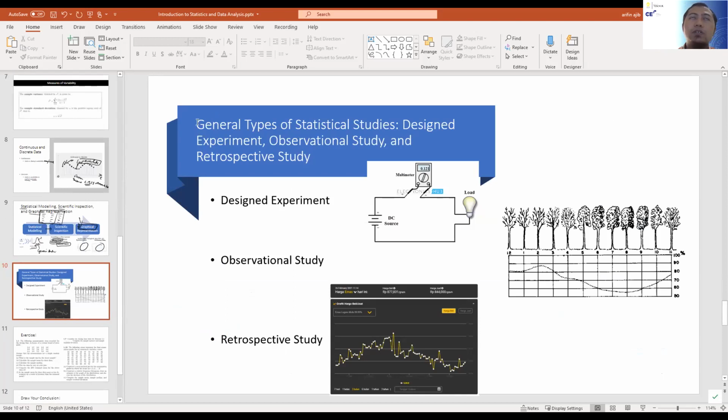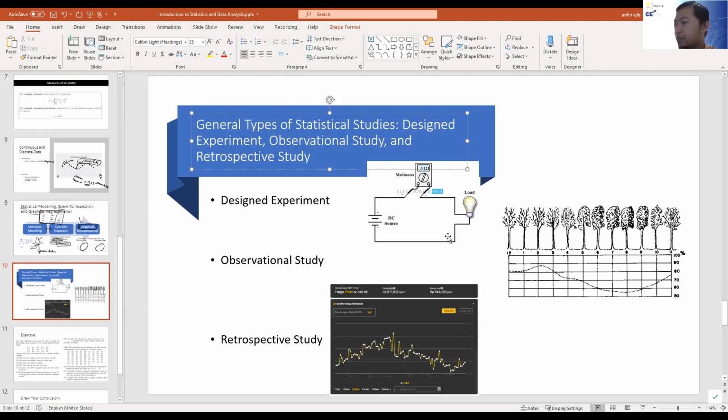And so, talking about statistical study, there are at least three general types. I should point out here, general types means that every method, every framework can be classified into one of three types. First is design experiment. Design experiment means that we sample the data from the experiment.